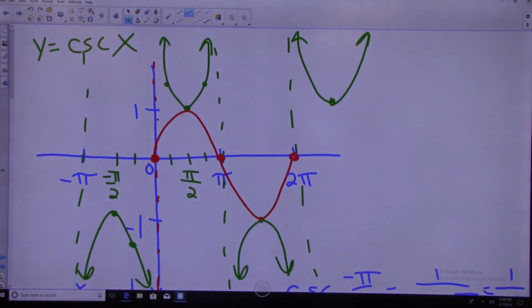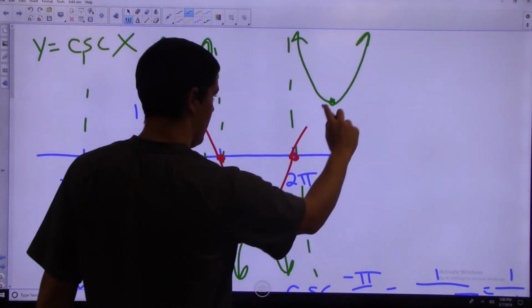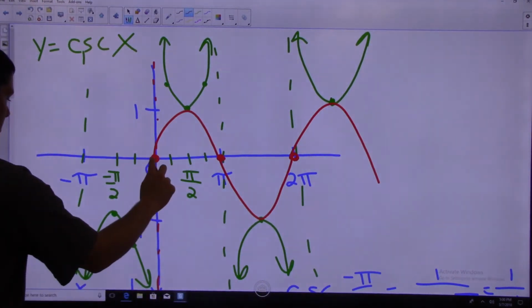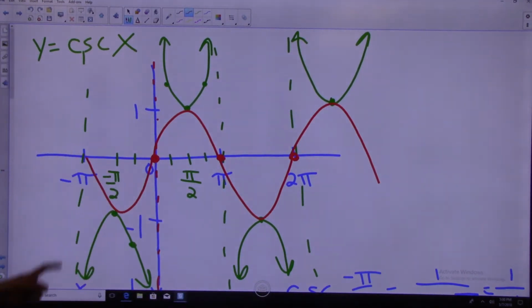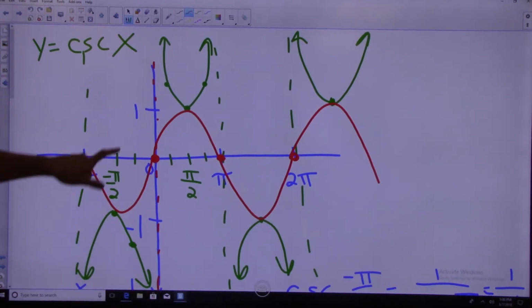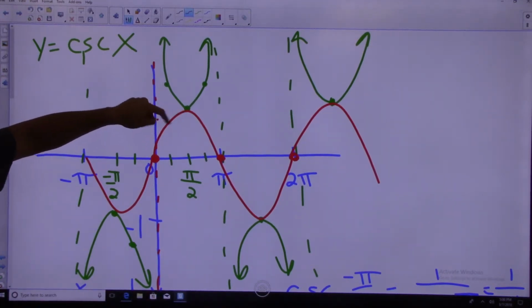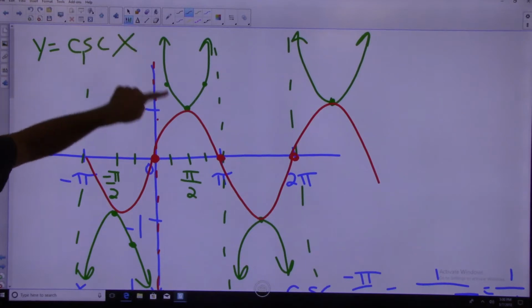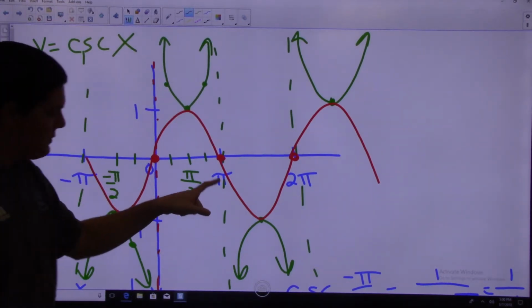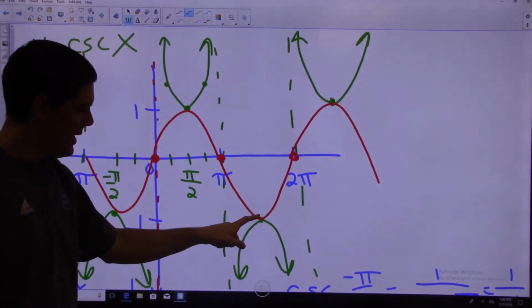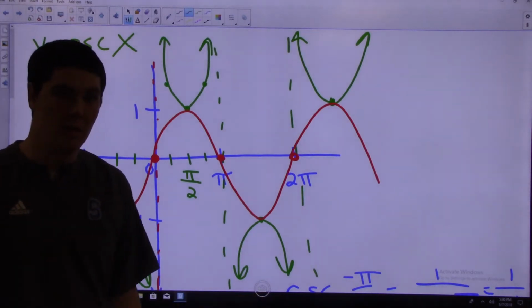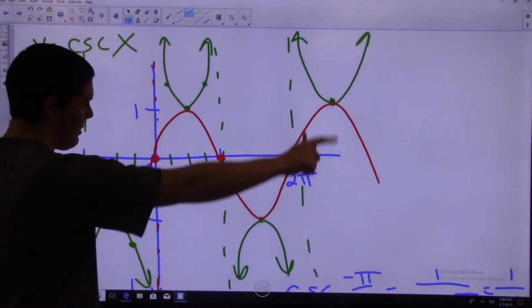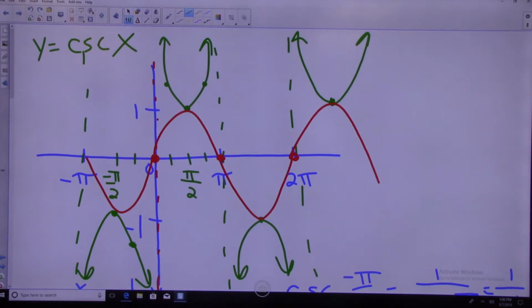See the relationship there? And I can keep going. So every maximum or minimum, for example, pi over 2 is a maximum for sine, it's going to be a minimum for cosecant, and vice versa. So this is a minimum for sine right here, that's going to be a maximum for cosecant. Alright, so they're going to meet every single time like that. So that's the relationship between the two graphs.